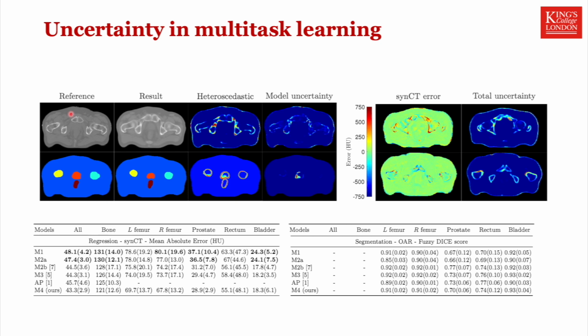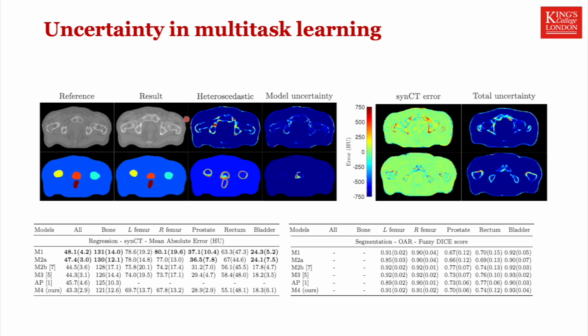I'm going to focus primarily on the visual part of the results. This is what you would like to predict from an input MRI. So this is the reference CT. This is what the model predicts. This is what you would like the model to segment, and this is what the segmentation looks like, the predicted segmentation.